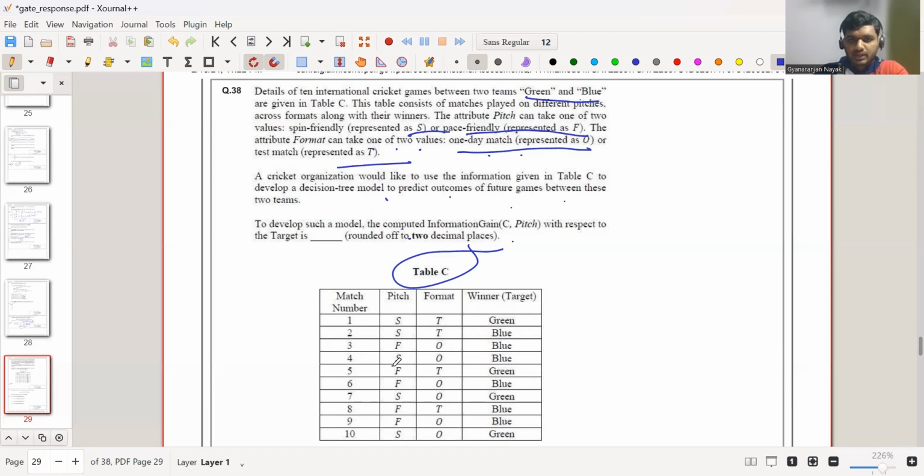so we found the answer. If you calculate using the decision tree for calculating the information gain, the answer is 0.12, and you also know the formula of the information gain, so you can calculate yourself.